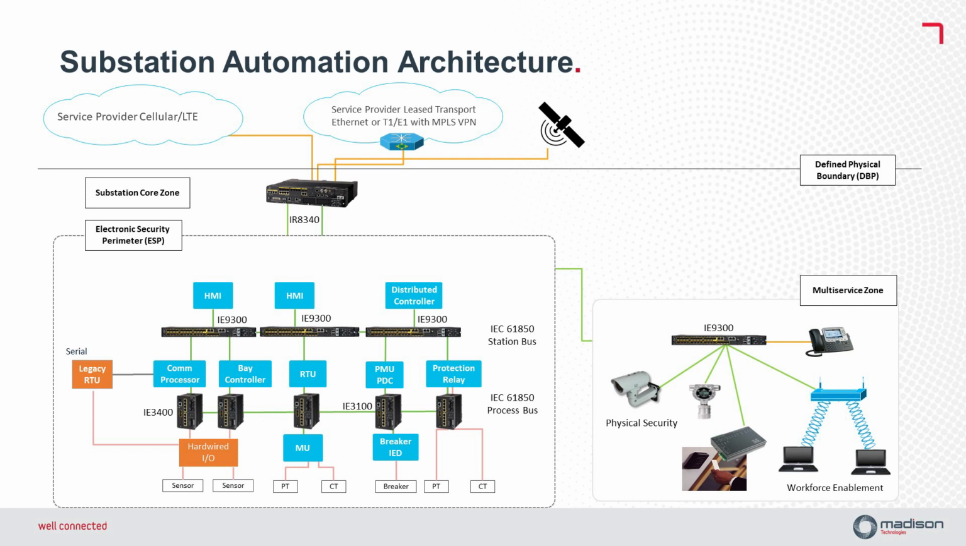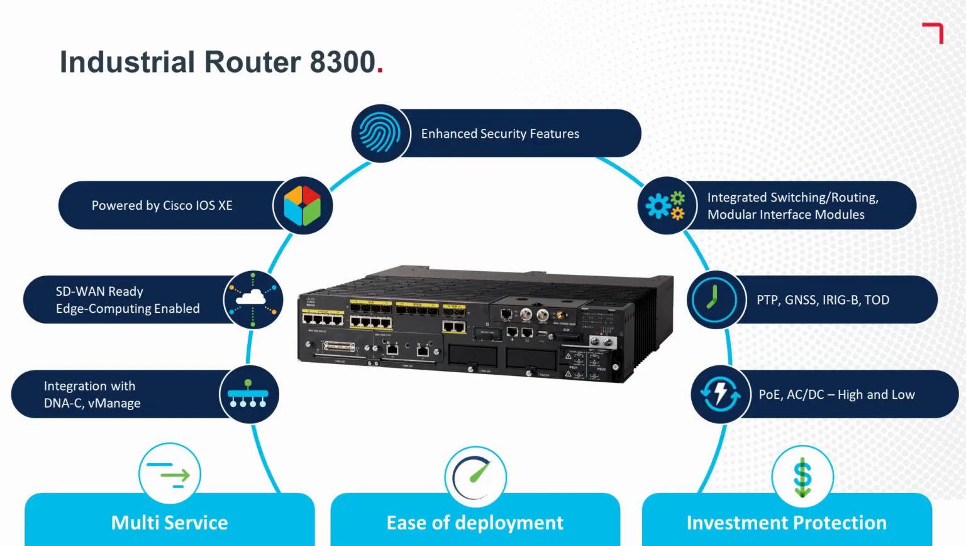Within the electronic security perimeter and multi-service zone, we introduce Cisco IE 9300, IE 3400, and IE 3100 switches. IE stands for Industrial Ethernet. So it will be either IE 9300, 3400, or 3100 switches. So let's see what the IR 8340 is.